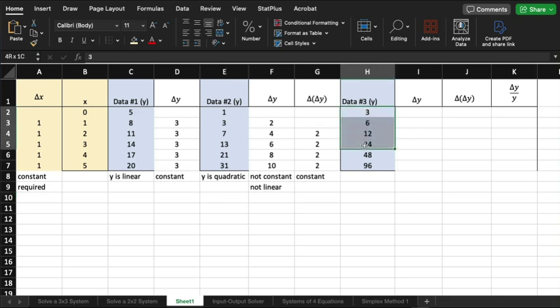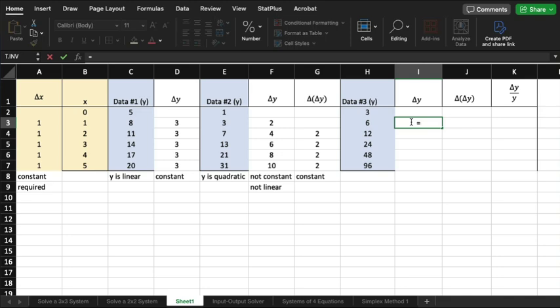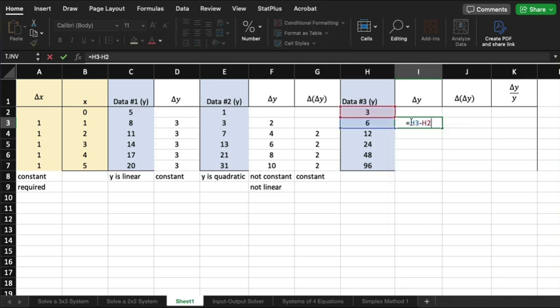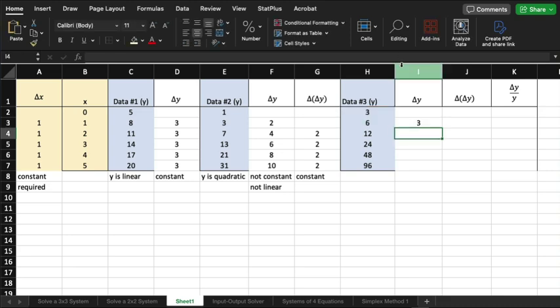Let's look at data set number 3. These are our y values that you see here: 3, 6, 12, 24, 48, 96. Let's first calculate our delta y's: H3 minus H2, and fill down. And we see definitely that is not constant. So not linear.